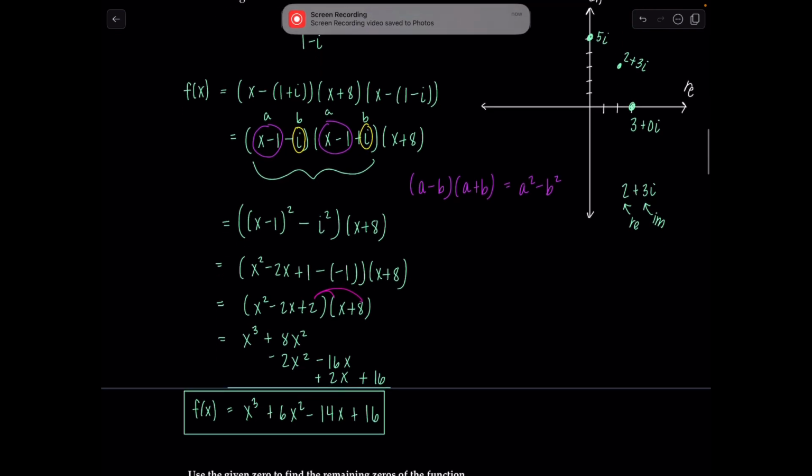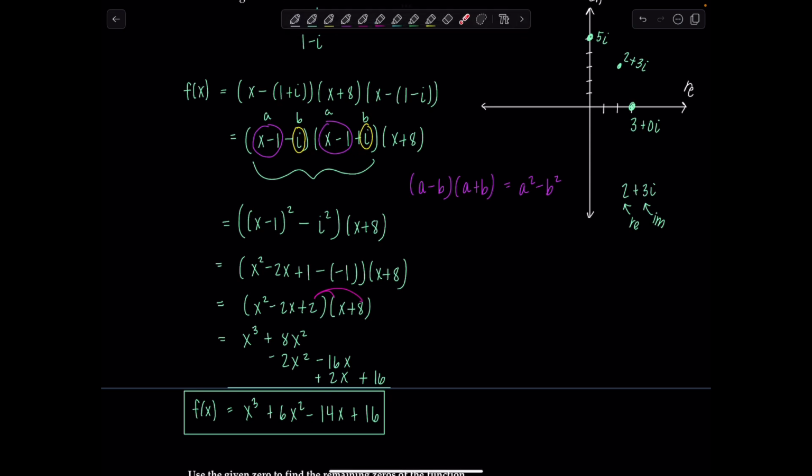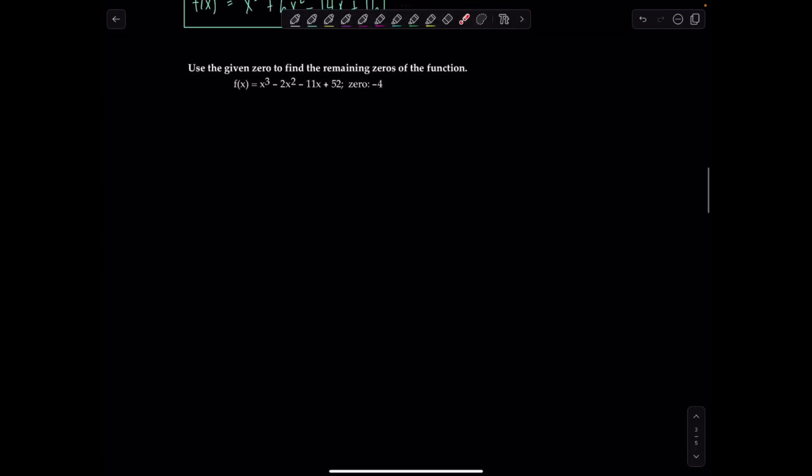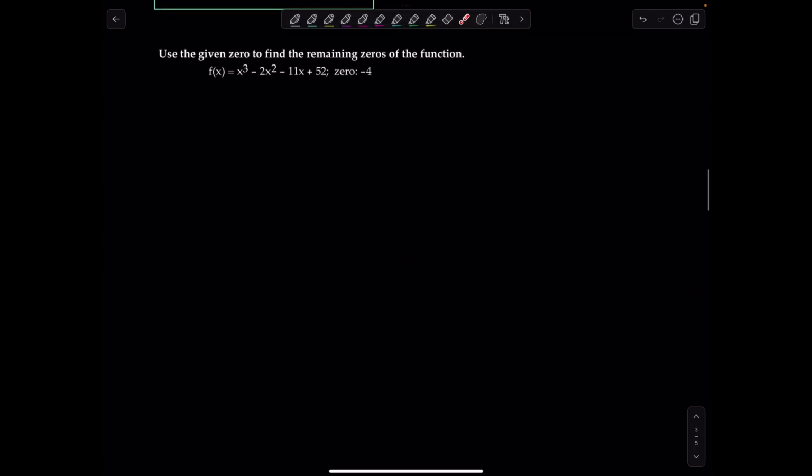Okay, beautiful. Now moving on, our task changes just a wee bit. Says use the given 0 to find the remaining zeros of the function. So here's f of x. It's x cubed minus 2x squared minus 11x plus 52. One of the zeros is negative 4. So what degree is this polynomial? Very good. It's degree 3.